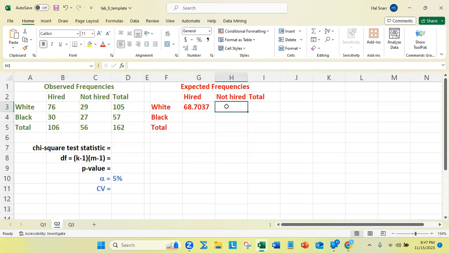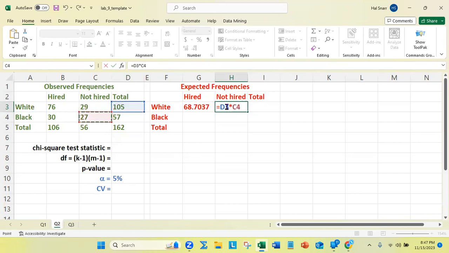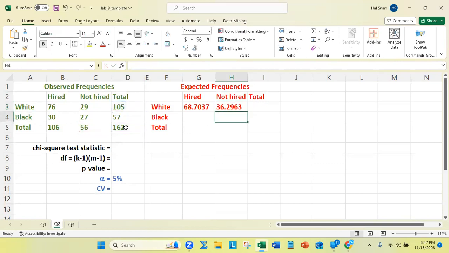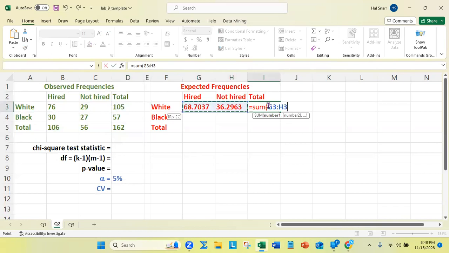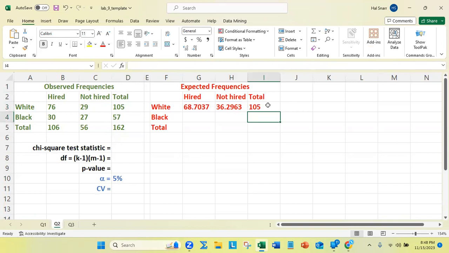The expected frequency of white and not hired is the total number of white applicants times the total number of not hired applicants. We're going to divide that by 162. And we get 36.2963. Now that's kind of close to the 29. And then we're going to sum it. And if our expected frequencies are right, the sum of these two expected frequencies should be 105. And sure enough, it's 105.